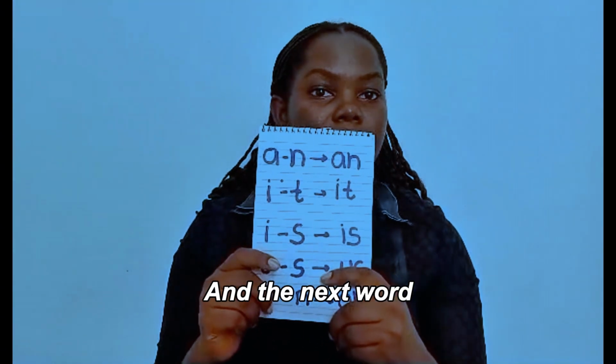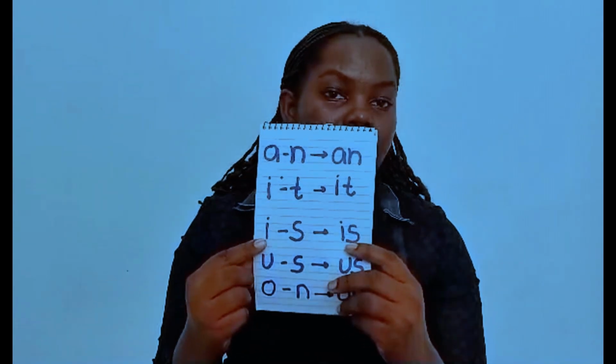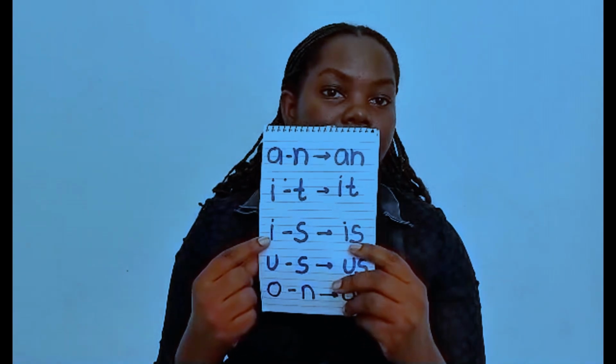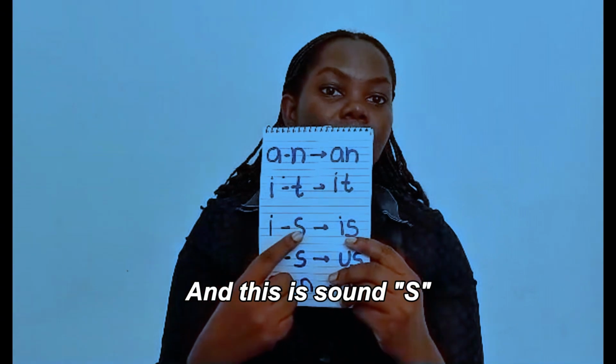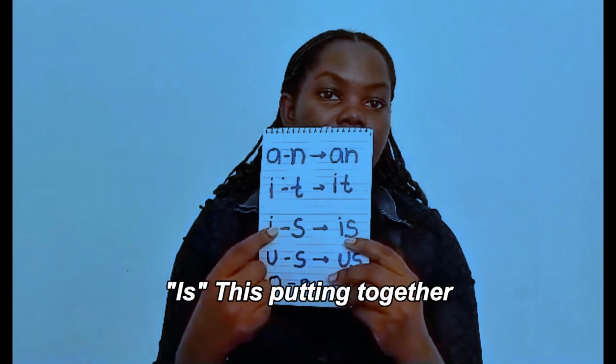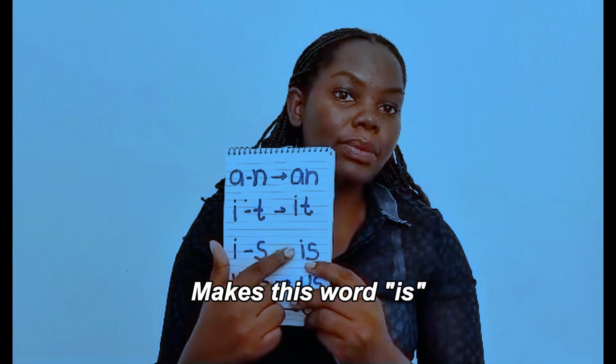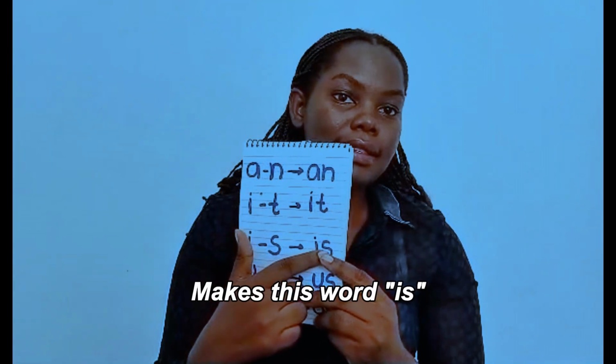And the next word is this word that is formed from these sounds. We already saw that this is sound E, and this is sound S. Put together, this makes this word: is, is.